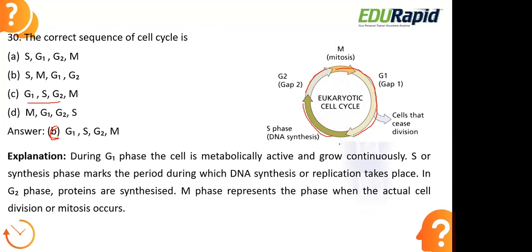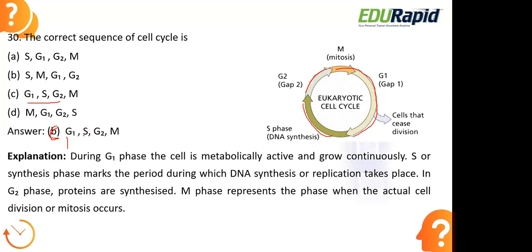Regularly, in these different stages, cell division usually occurs in the cells. When we are looking at the G1 phase, this is a phase which is completely metabolically active and it grows continuously. This phase grows continuously because it has to synthesize all the raw materials which are required for the further cell division. So it will be completely active.